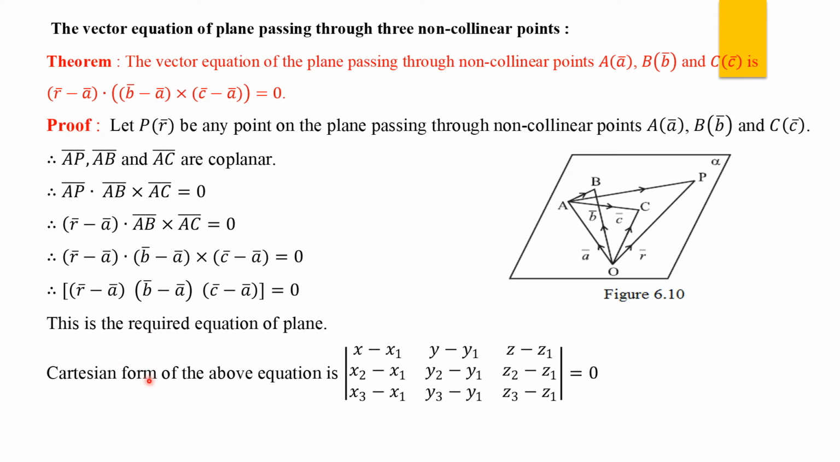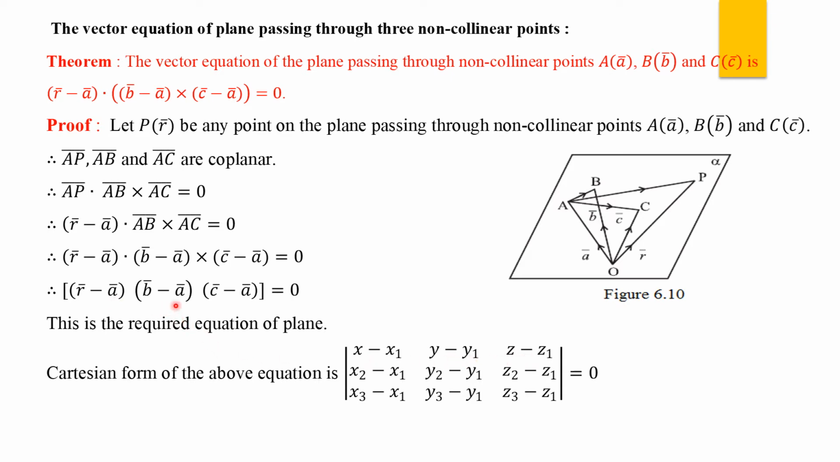Also, this equation in Cartesian form. Then take the determinant. Suppose r is a point with coordinates x, y, z. A is a point x1, y1, z1. B is a point x2, y2, z2. C is a point x3, y3, z3. Then r minus a means x minus x1, y minus y1, z minus z1.